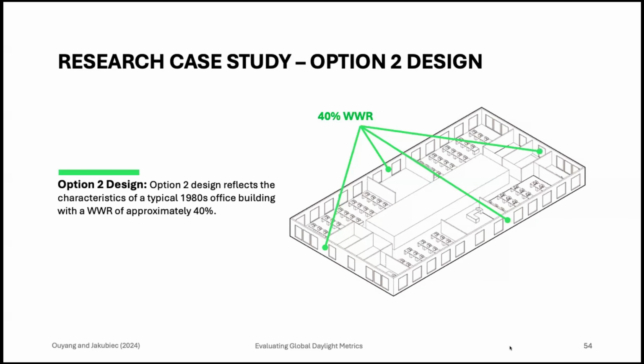Option 2 reflects the characteristics of a typical office building from the 1980s. This model has a window-to-wall ratio of approximately 40%. It serves as a benchmark for assessing daylighting strategies in older office buildings that may not have been originally designed with modern daylighting standards.